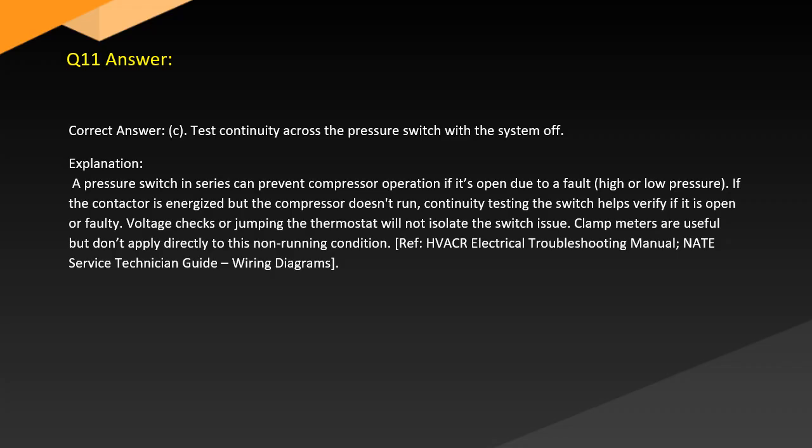Answer. Correct answer: C. Test continuity across the pressure switch with the system off. Explanation. A pressure switch in series can prevent compressor operation if it's open due to a fault, high or low pressure. If the contactor is energized but the compressor doesn't run, continuity testing the switch helps verify if it is open or faulty. Voltage checks or jumping the thermostat will not isolate the switch issue. Clamp meters are useful but don't apply directly to this non-running condition.